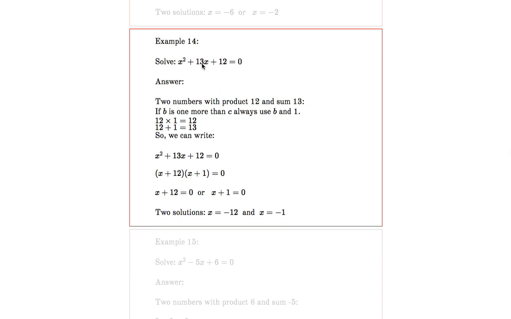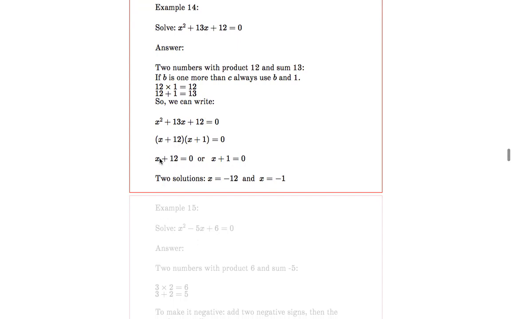And now I change it into the 13. So 12 plus 1 is 13, and 12 times 1 is 12. So if the sum is 1 more than the product, you always have to use a 1, and then this guy is just the C. x plus 12 is 0, x is minus 12, x plus 1 is 0, x is minus 1.